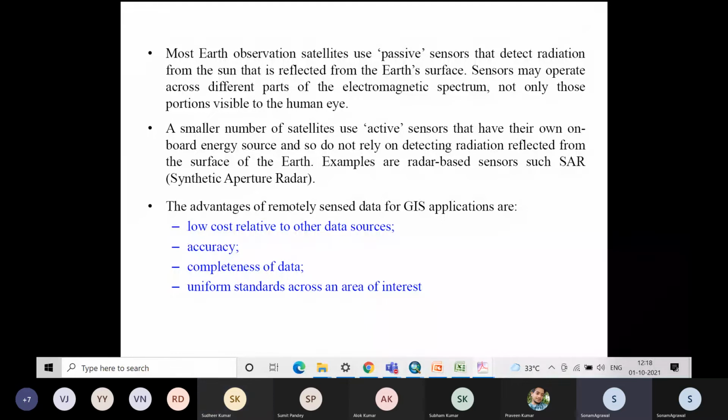All of you, just by yourself, go to the internet and search about the Indian satellite series. As a student of GIS, as a student of remote sensing, all of you must know some of the Indian satellite series. One of the very popular names is Cartosat. Earlier, we have the LISS data set and other things.